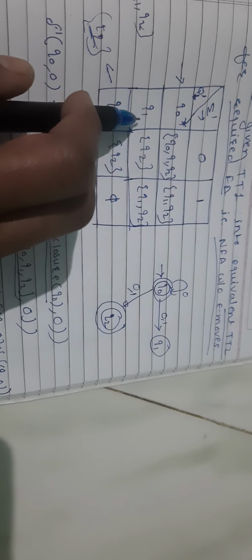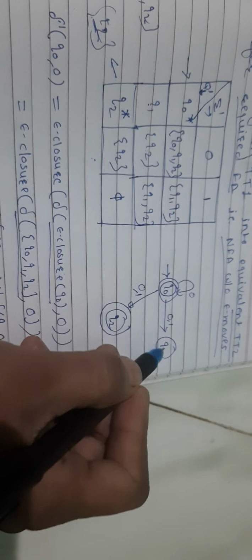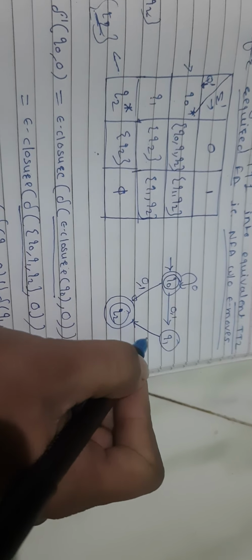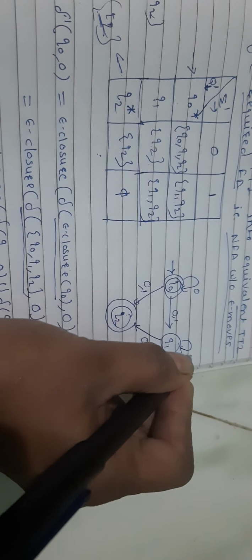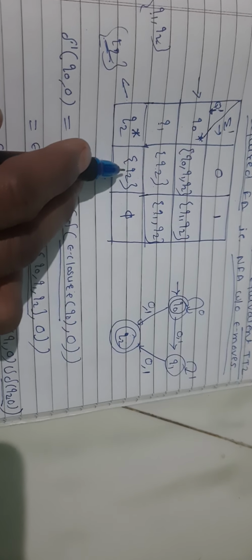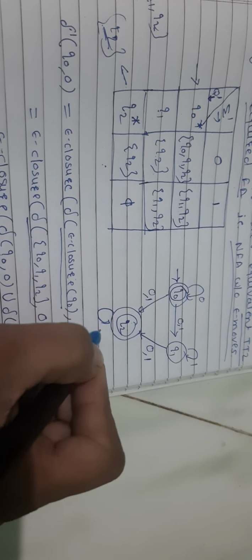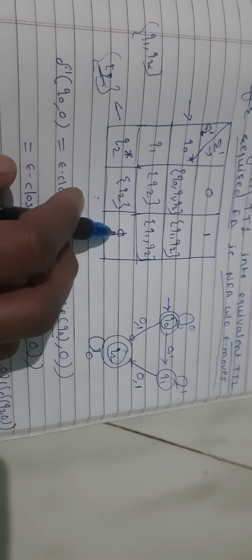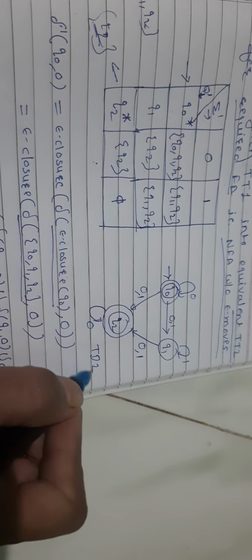Q1, 0: that means there is a transition from Q1 to Q2 for the symbol 0. Then Q1 to Q1 for the symbol 1 and Q1 to Q2 for the symbol 1. Again add this one: Q2 to Q2 for the symbol 0. No transition there for the symbol 1. So this way we can construct the transition diagram 2.